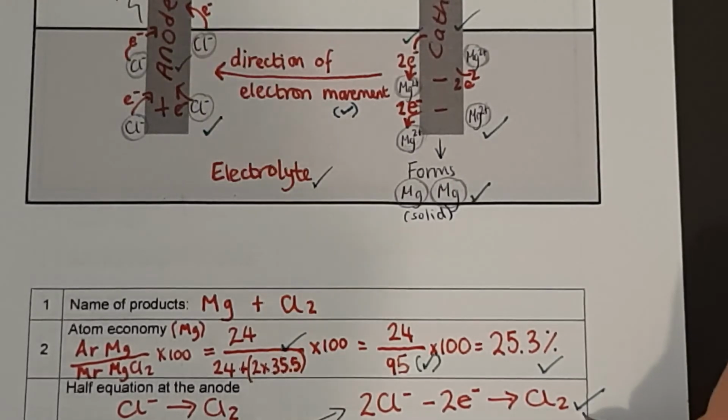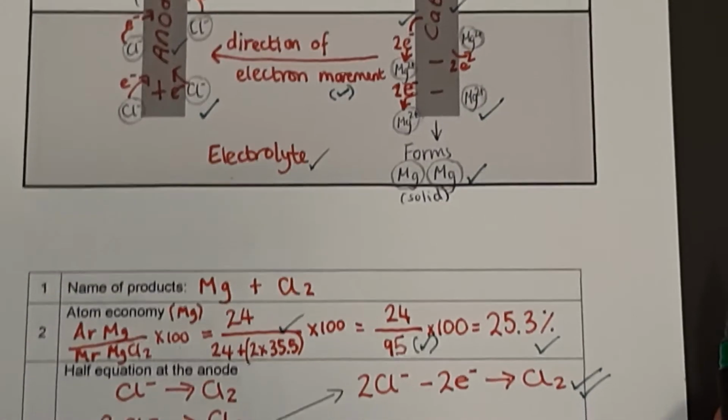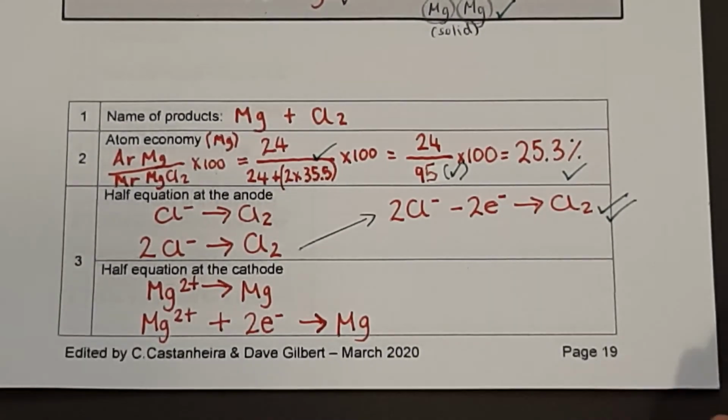So it's 2 marks, 1 for getting the correct stuff in the correct order, so chloride minus electrons turns into chlorine atom, and 1 mark for balancing it, which is 2 of each of these, the chloride ion and the electrons, turning into diatomic chlorine. So there's 2 marks for that one. And then the next part is for the half equation at the cathode.